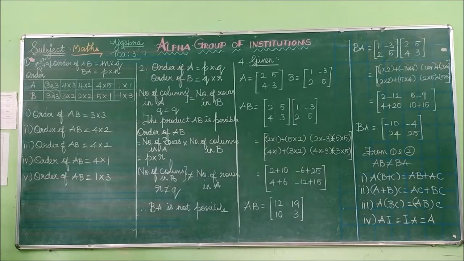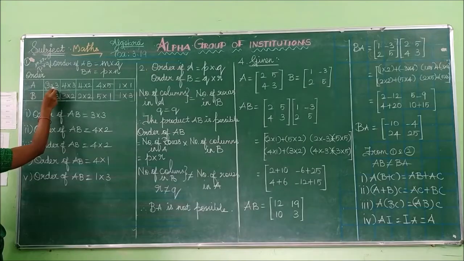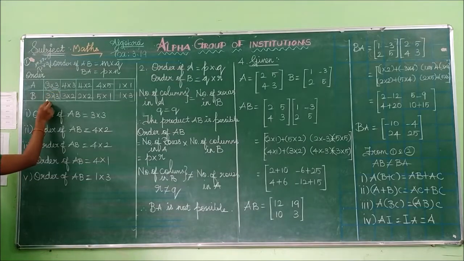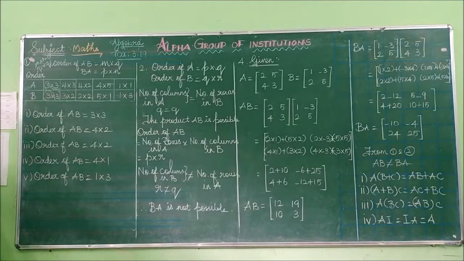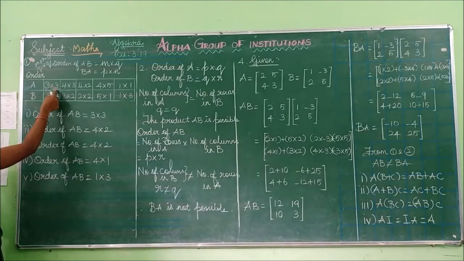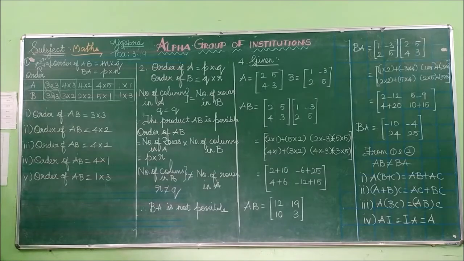We saw some notes in the previous session, so listen to the previous note. Matrix multiplication is possible only if the number of columns in the first matrix is equal to the number of rows in the second matrix. Listen carefully: only then is matrix multiplication possible.